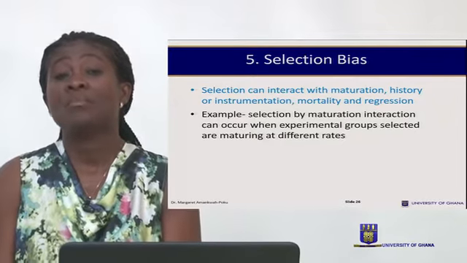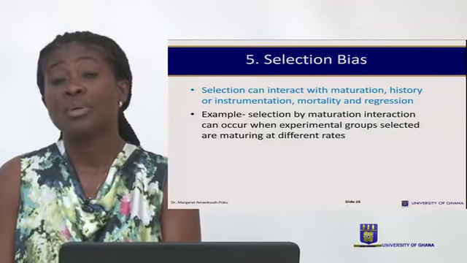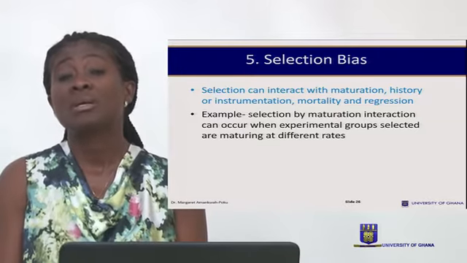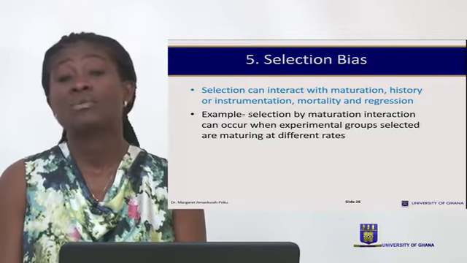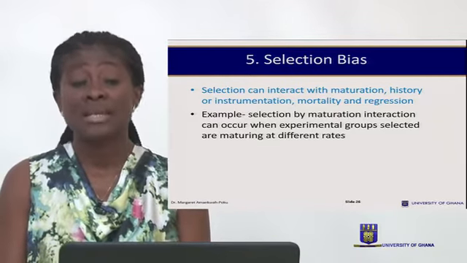during the time before you measured the other group. And so you have history interacting with selection to act as a threat to internal validity.